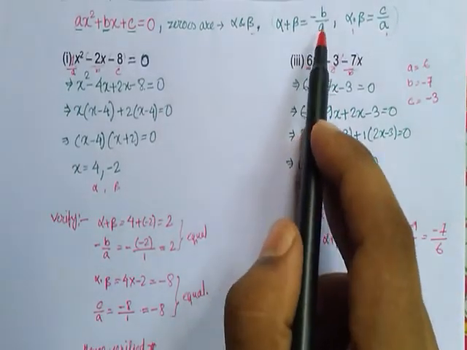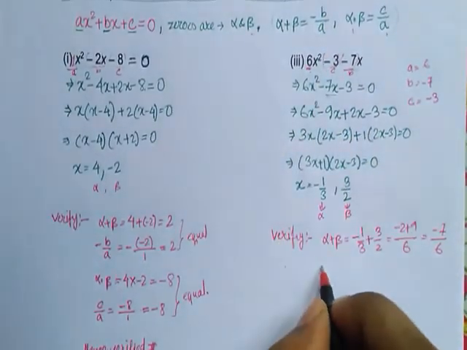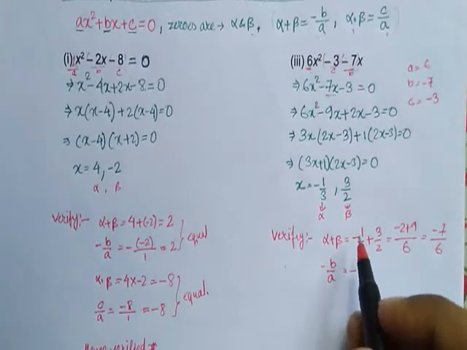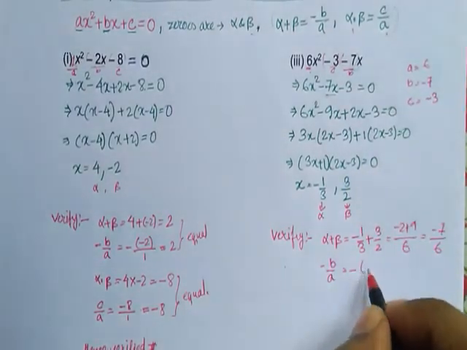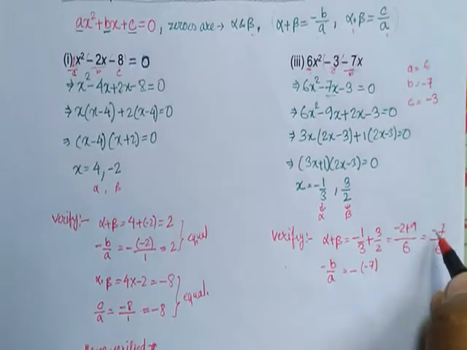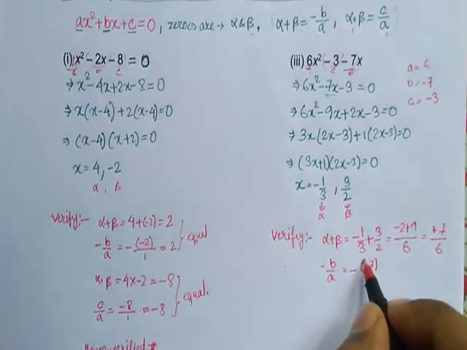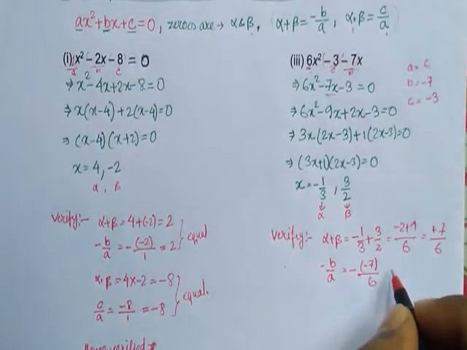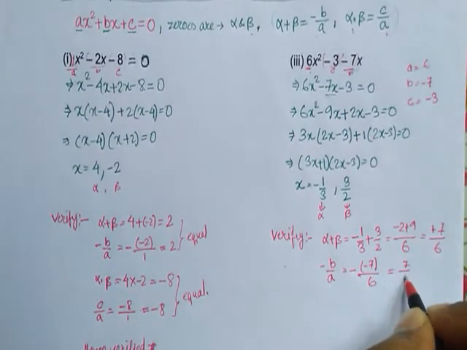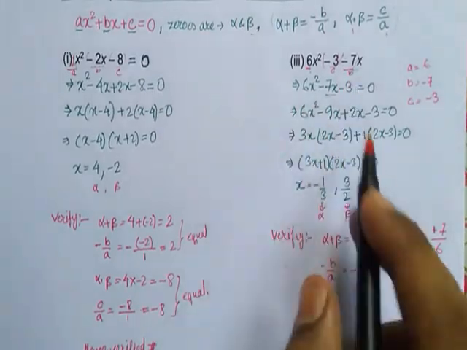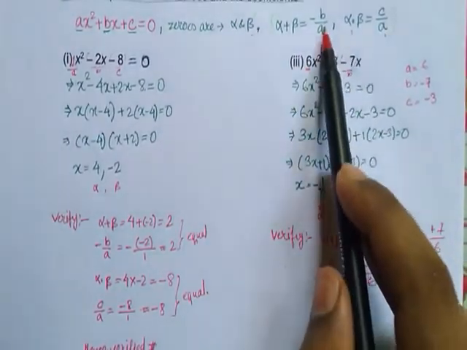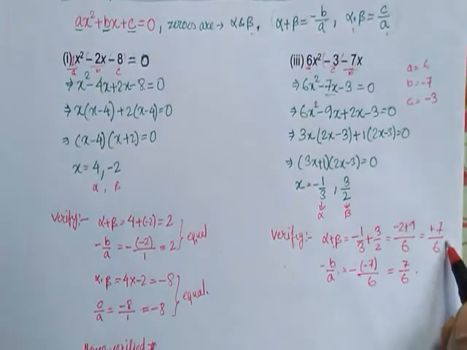And the right hand side of the first condition is minus b by a. Here b is minus 7, so this is plus. Here b is minus 7 and a is 6, so we get 7 by 6. Therefore the first condition is proved, as the left hand side alpha plus beta and the right hand side minus b by a are equal, both are 7 by 6.